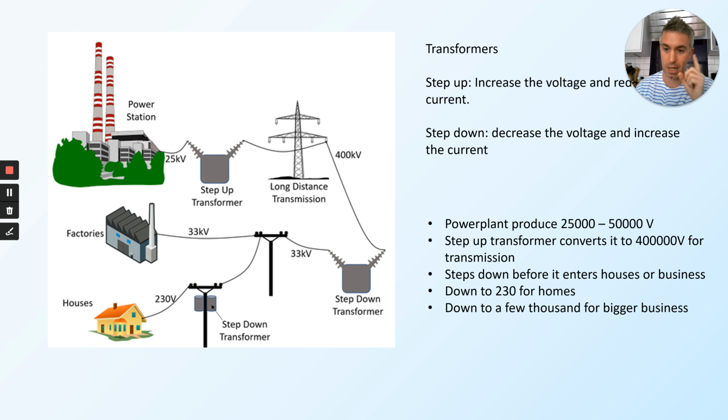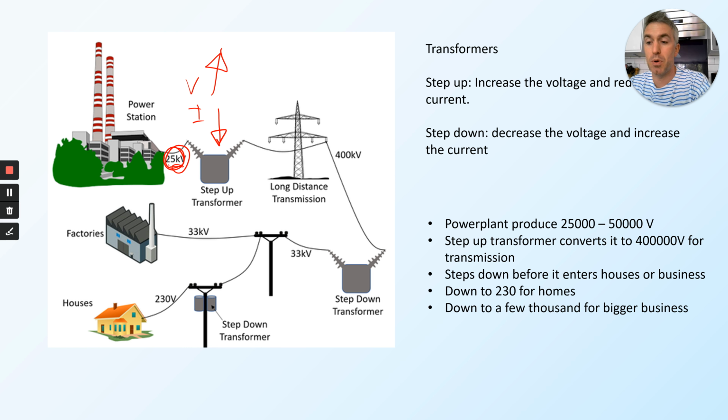Loads of information there. I would note maybe you want to write that down. So for a step up, you increase the voltage and reduce the current. For a step down, you decrease the voltage and increase the current. So we start here. Power station might produce 25,000 volts. You put it into a step-up transformer, and the voltage goes up, and the current goes down.